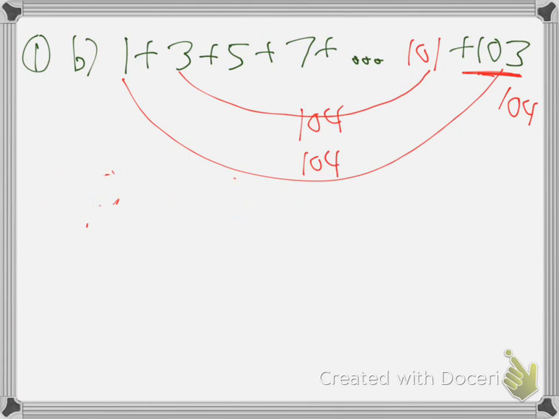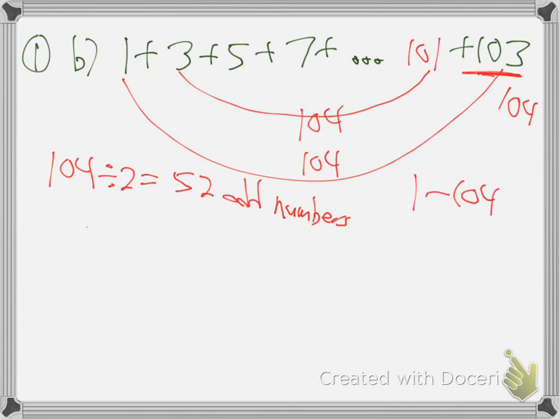So if you take 104 and you divide by 2, you get 52 odd numbers. So we don't need to divide by 2 again. It's just 52. It won't be 26. There will be 52 odd numbers. Does that make sense? Because there's 104 numbers from 1 to 104, so if you divide that by 2, you get 52. There must be 52 odd numbers because half of them are odd, aren't they? Is that making sense?